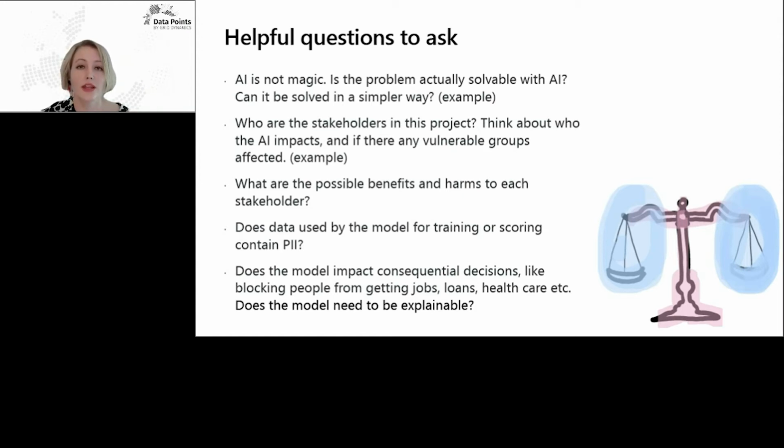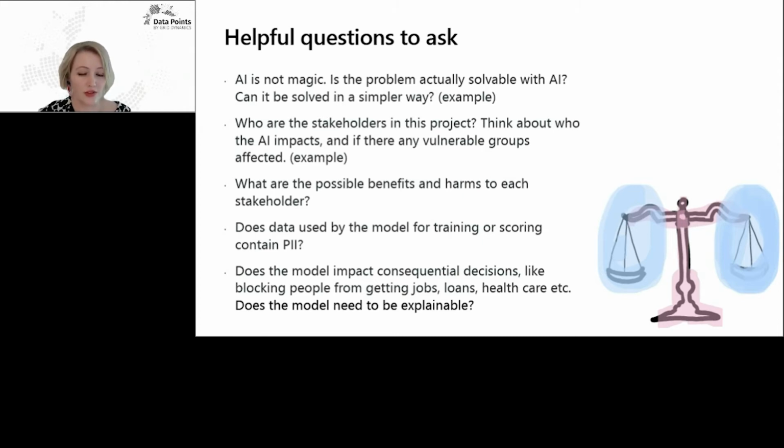So we think about who the AI impacts, and especially if there are any vulnerable groups affected. So we think about all the people that could be impacted. Vulnerable groups could be children or immigrant groups, and the stakeholders could be everyone from national security to customers and end users, and we think about all of these stakeholders. Then we think about the possible benefits and harms to each stakeholder. So we list out all the benefits and harms to all the stakeholders, and we do this exhaustive list, which really helps us weigh up the pros and cons and their benefits and harms.